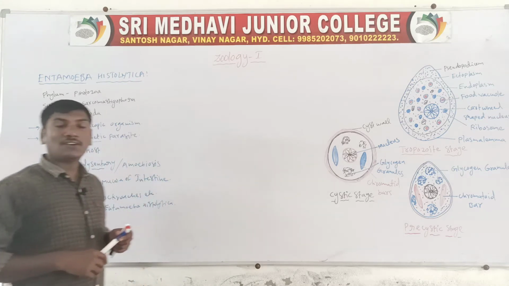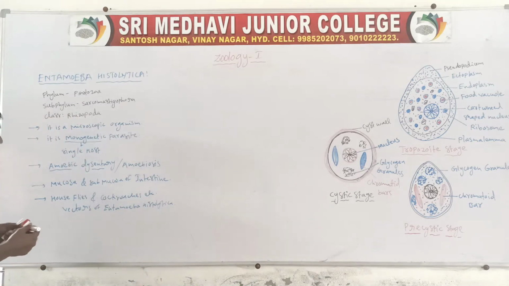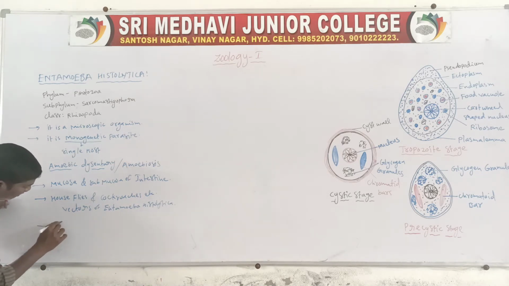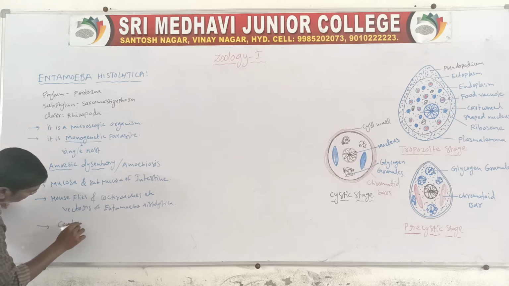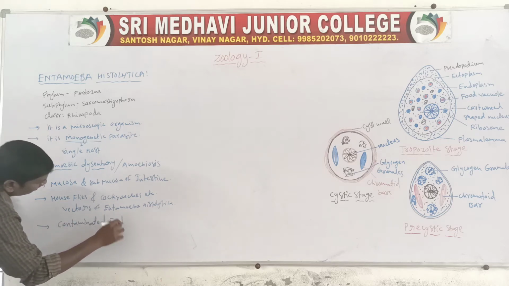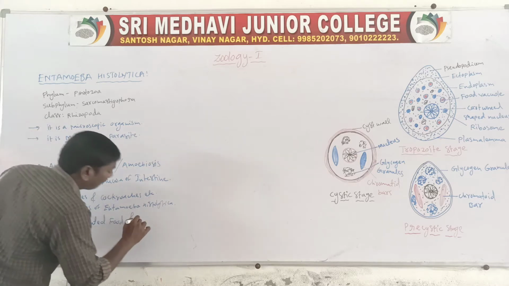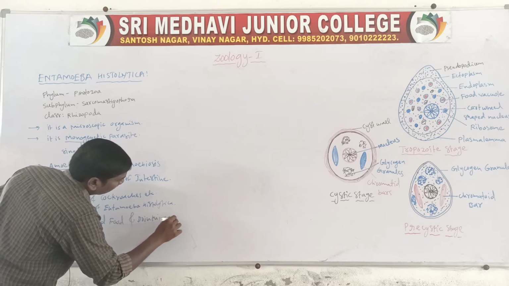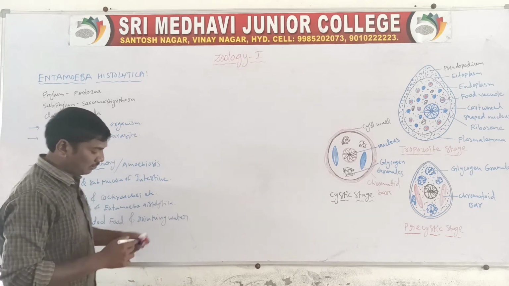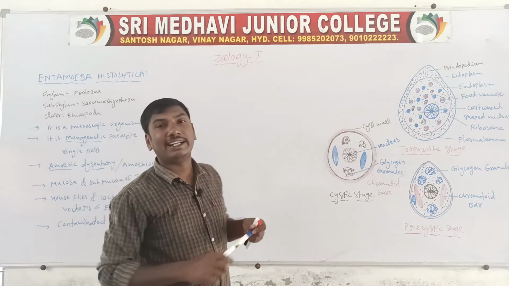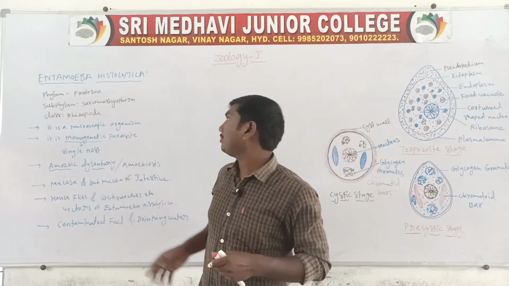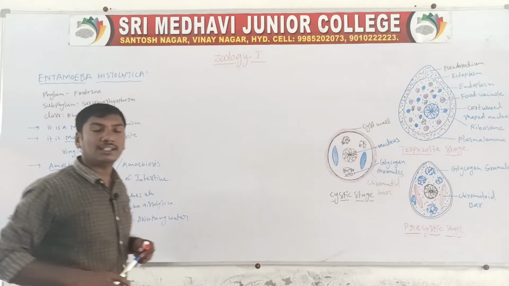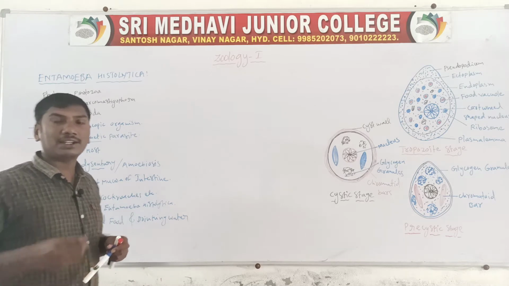Next, they cause the disease through contaminated food and drinking water. So this is the introduction of Entamoeba histolytica, a microscopic organism.